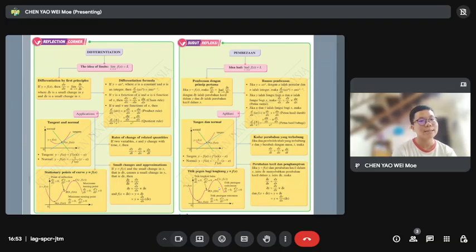Our next class is Form 5 Chapter 3 integration. It's also quite a long chapter and it's harder than differentiation because there are more things you need to know about it. So that's all for today.